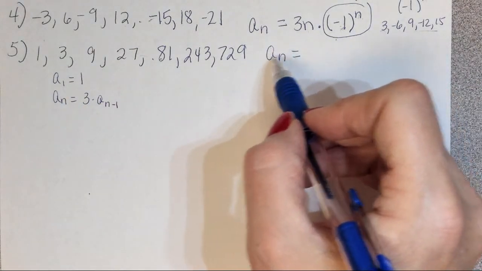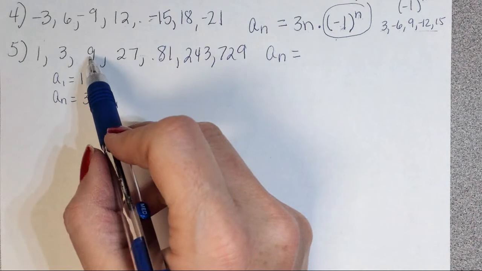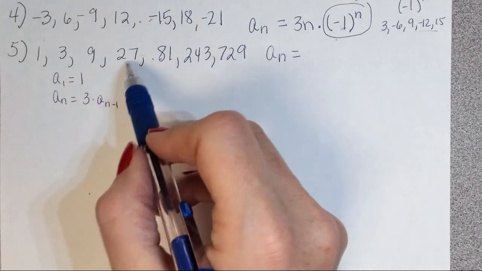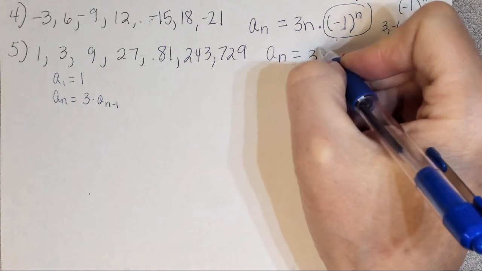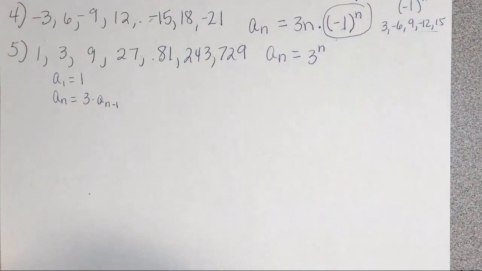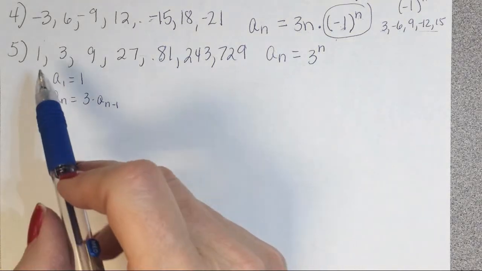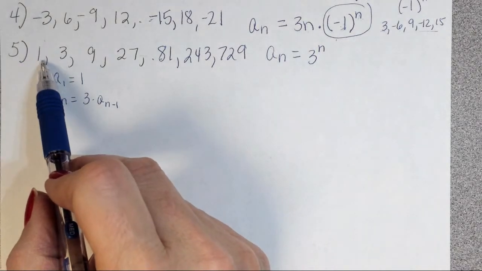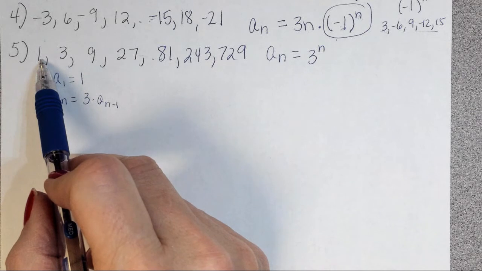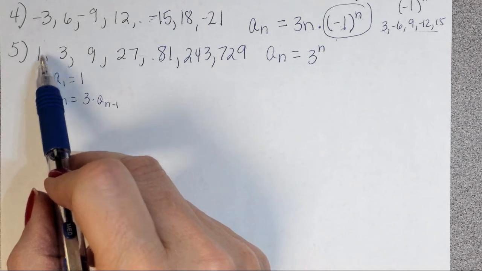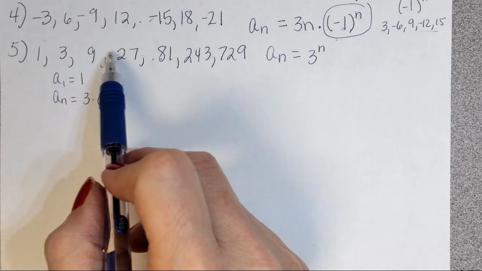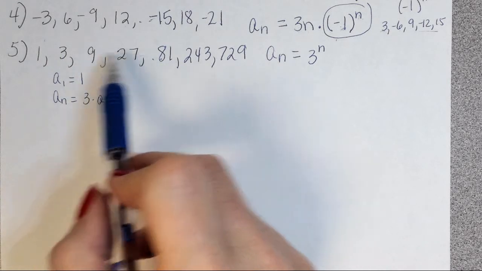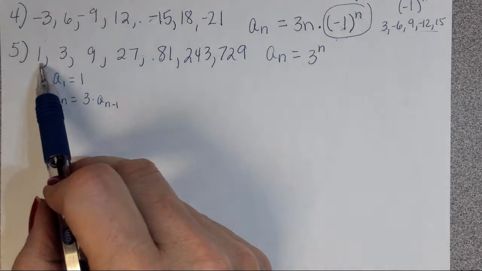So let's think about this for a minute. Anytime we're multiplying, so we're doing times 3, times 3, times 3, times 3, that means it's going to be 3 to the n when we're multiplying by 3. It becomes an exponential, 3 to the n. But let's see if that works. Is 3 to the first 1? No. What's 3 to the first? What's 3 to the second? 3 to the third. You see what I'm saying? So this one doesn't work.